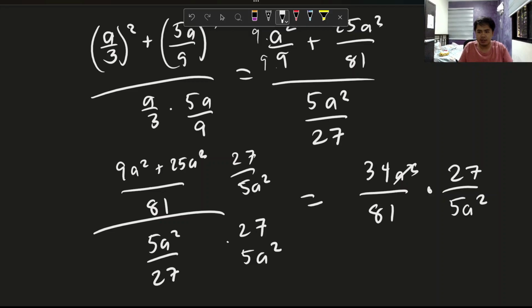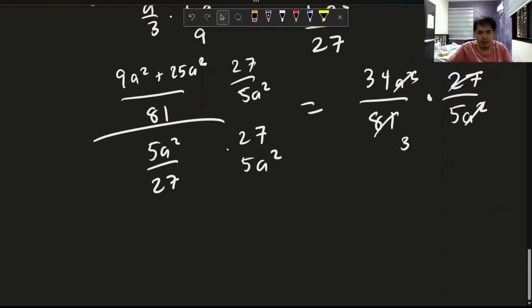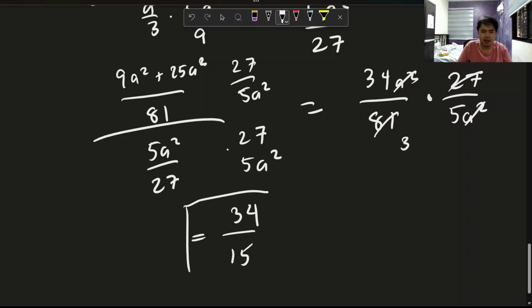The a squared terms cancel each other out. 27 and 81, they cancel each other out. 27 into 81 becomes 3, since 27 times 3 is equal to 81. 34 remains 34 on the numerator. 3 times 5 is 15 on the denominator. And look at that. We got 34 over 15 again.